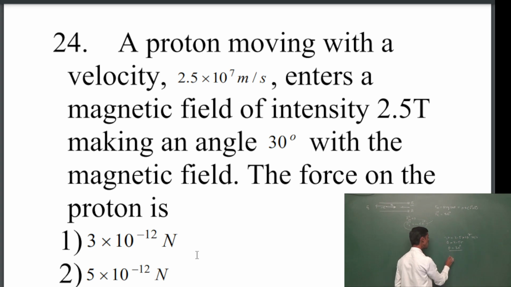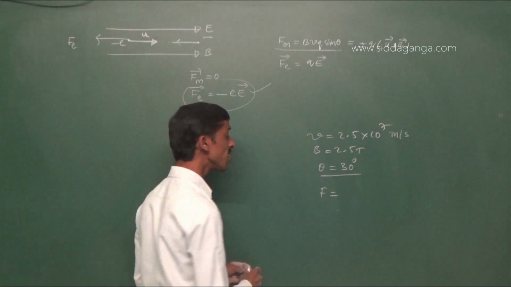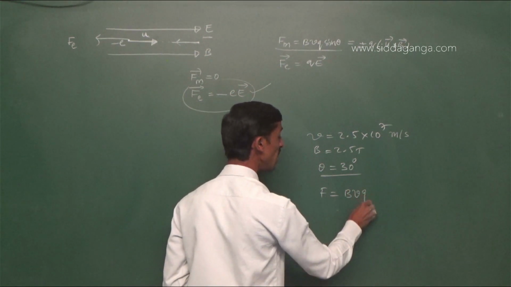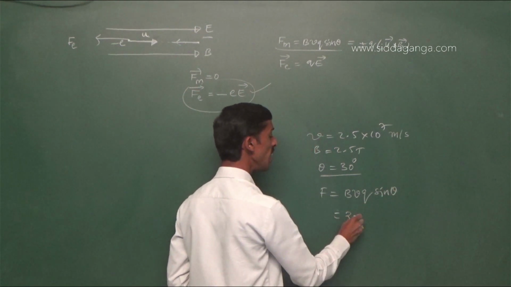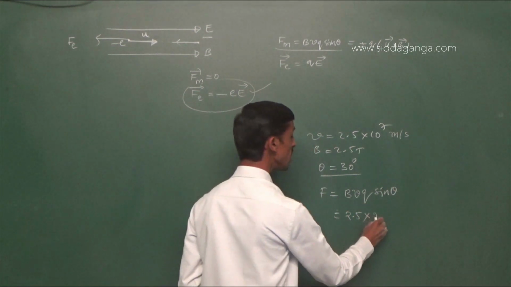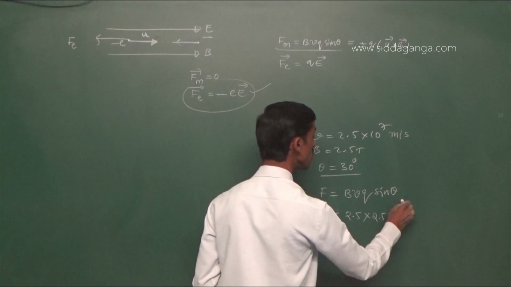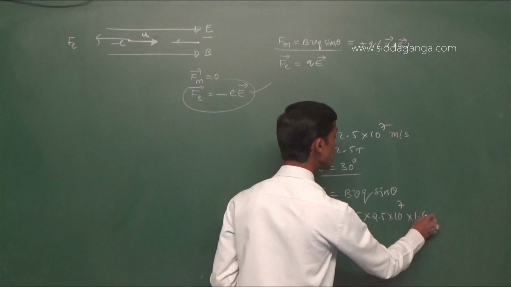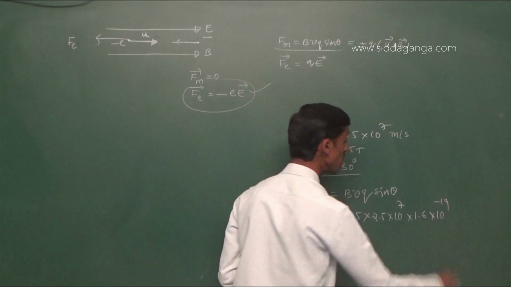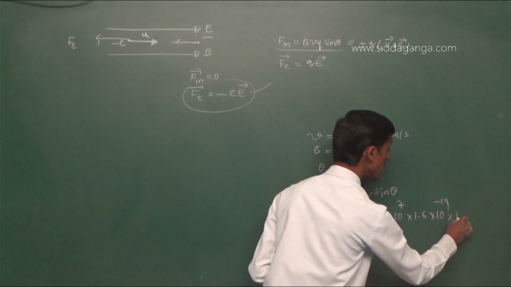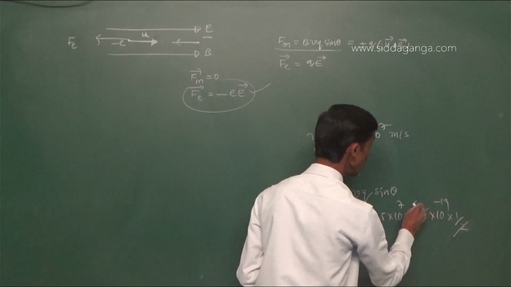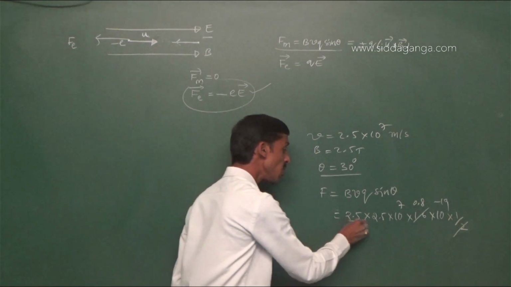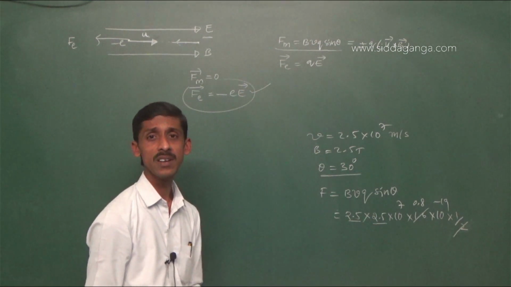What is the force acting on the particle? As I have given the formula, force experienced by the charged particle when it enters into the magnetic field is BVQ sin theta. So magnetic field is 2.5 Tesla, velocity is 2.5 into 10 to the power of 7. Charge of the particle is 1.6 into 10 raised to minus 19. Angle is 30, sin 30 is 1 by 2. 2 cancel. 2.5 into 2.5, 625.